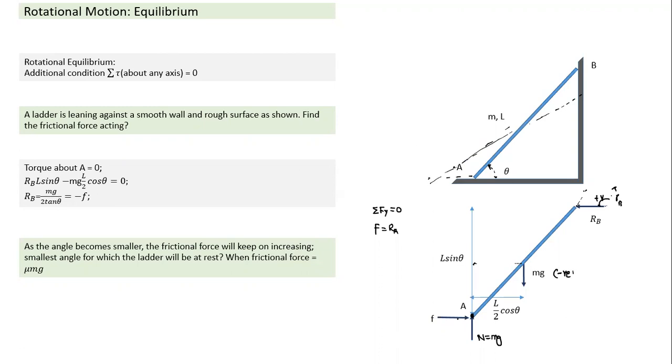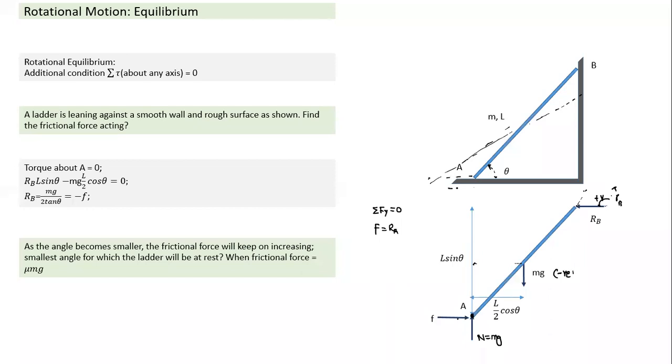So what will happen as theta keeps getting smaller? The friction force required to keep it stable keeps increasing. At some point, as we keep making the angle smaller and smaller, it may not remain in equilibrium. So what is the minimum angle at which it will remain in equilibrium? The moment we talk about minimum angle, friction force will be limiting friction.